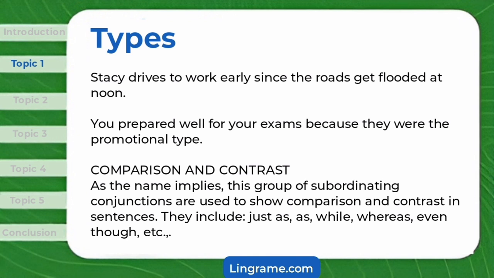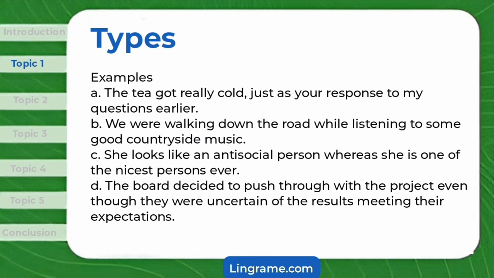Comparison and contrast. As the name implies, this group of subordinating conjunctions are used to show comparison and contrast in sentences. They include, just as, while, whereas, even though, etc. Examples. The tea got really cold, just as your response to my questions earlier. We were walking down the road while listening to some good countryside music.